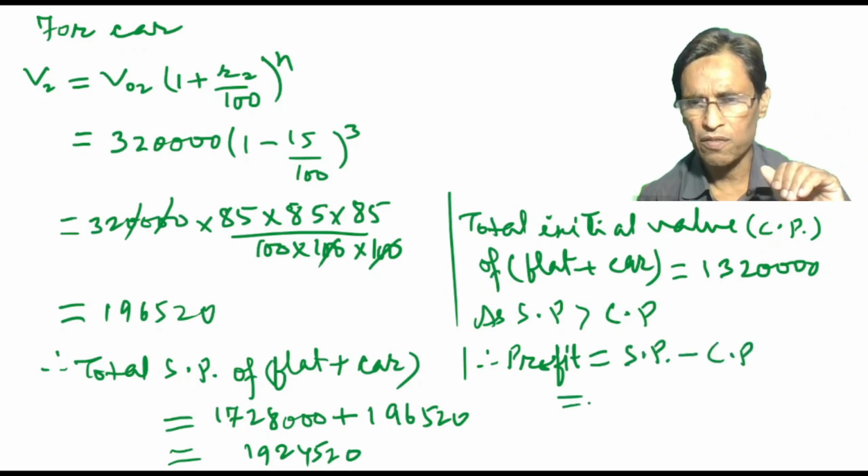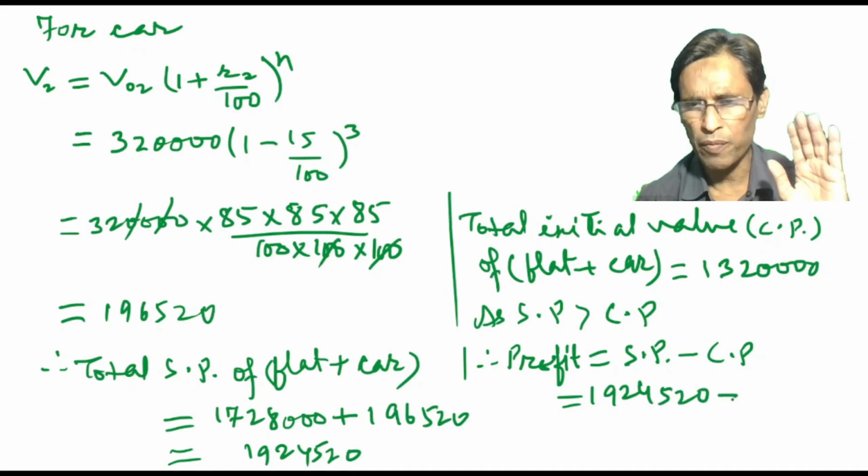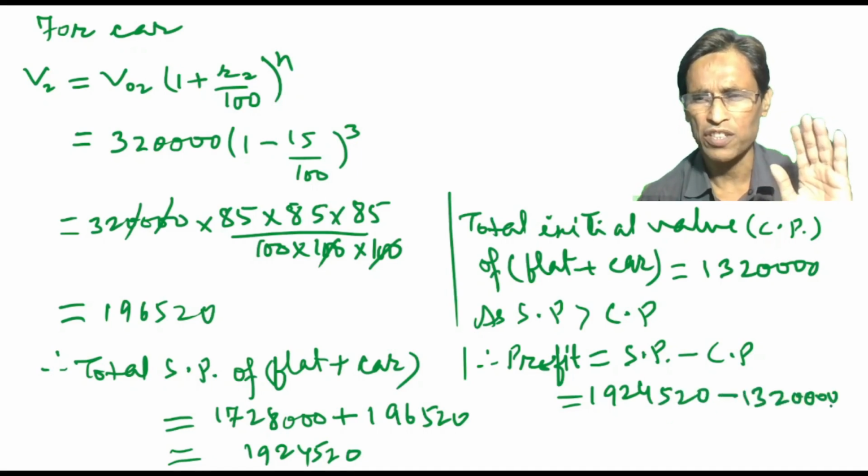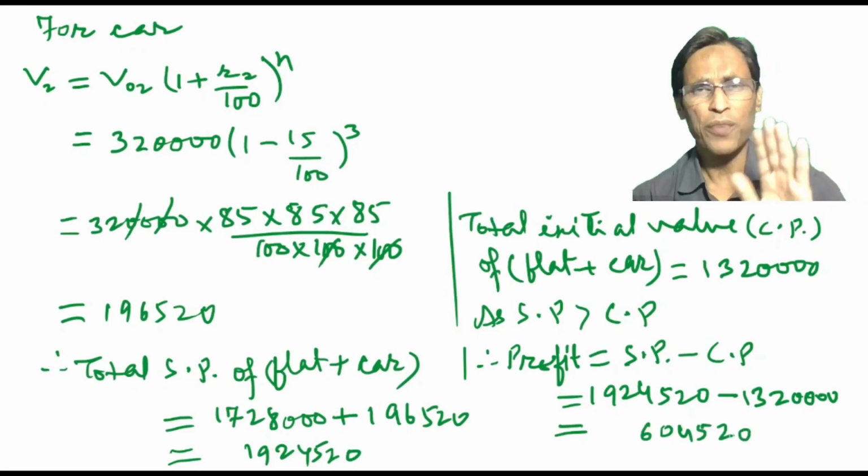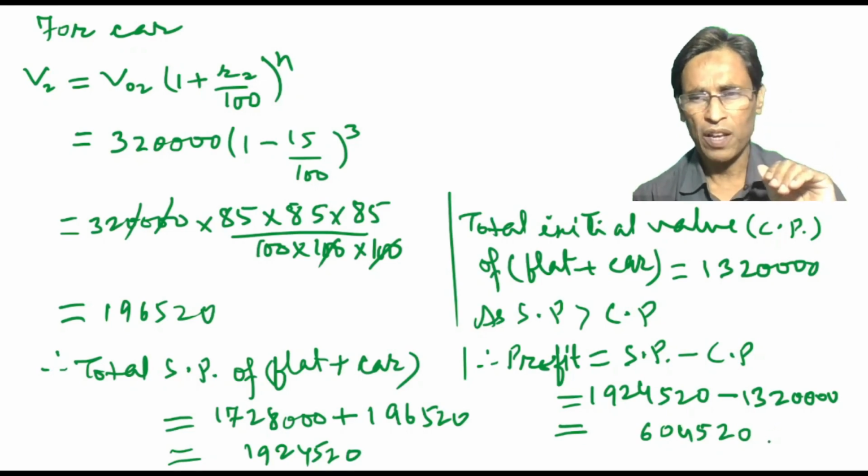that is 19,24,520 minus 13,20,000. After simplification we get 6,04,520. This is the profit in rupees. Answer.